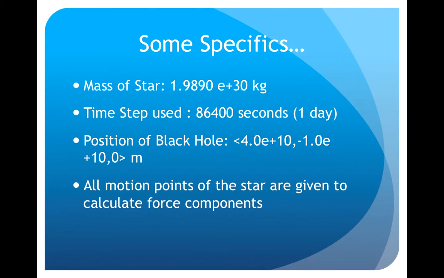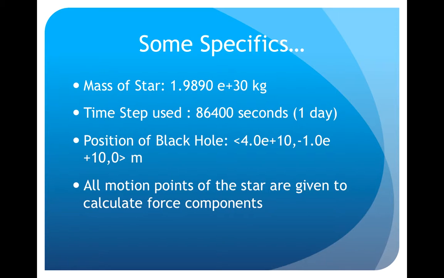We'll start with our given information. The mass of the star was given to be 1.9890 e to the 30th kilograms, and we are told that the time period for the star's orbit was 1 Earth day, or 86,400 seconds. The position of the black hole was given to be 4 e to the 10th meters in the x direction and negative 1 e to the 10th meters in the y direction, and we are given all the position points for the star during orbit, some 10,000 points.